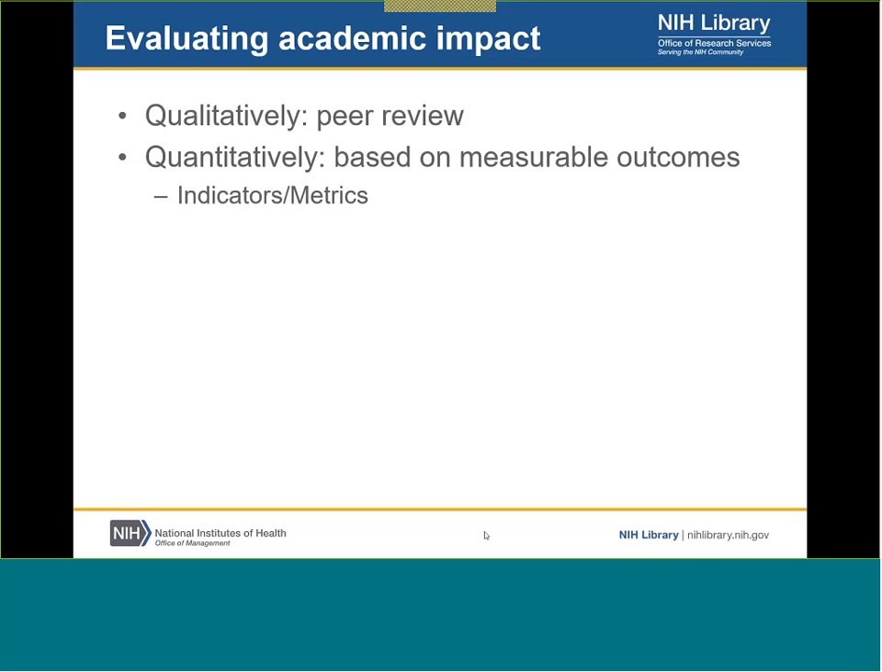Qualitatively, we can look at the peer review. There is a lot of peer review being done to assess academic impact, okay? And quantitatively, we look at a lot of different numbers, the numbers that we would like to measure. And that circles back to the question that I raised earlier. What exactly is countable regarding the things that we would like to measure, especially those outcomes, those contributions?